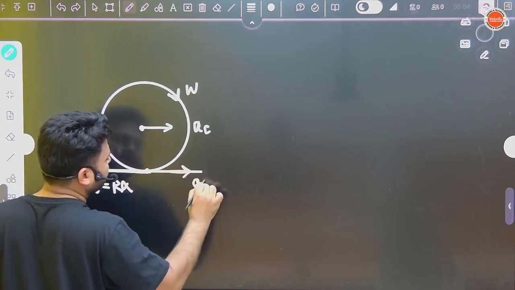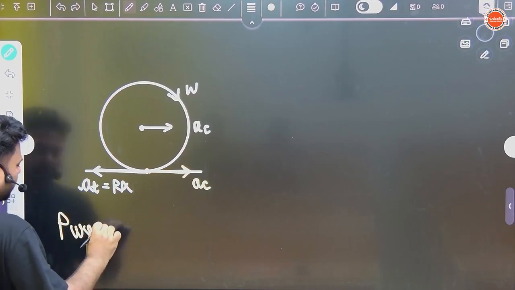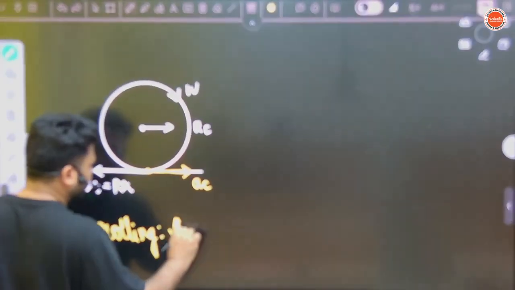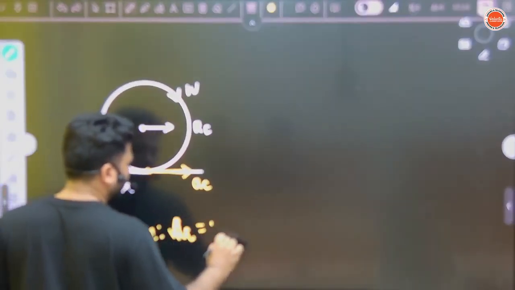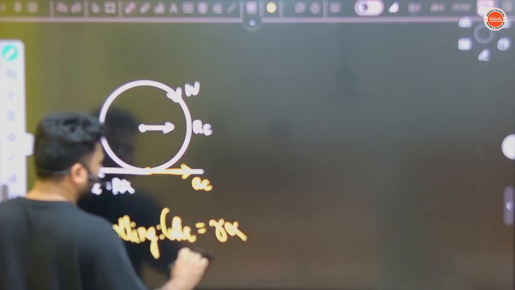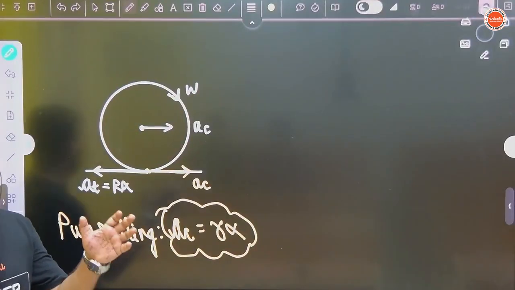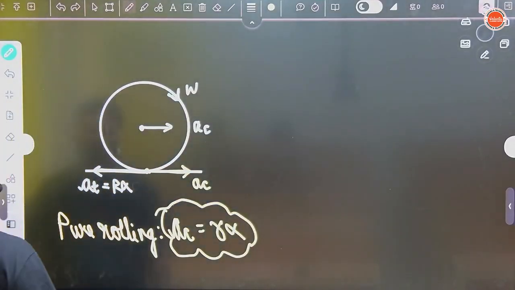Here we have acceleration of center of mass. If the object is in pure rolling, always remember that acceleration of center of mass equals r alpha. So most of the time they will ask the pure rolling case. Acceleration of center of mass equals r alpha.